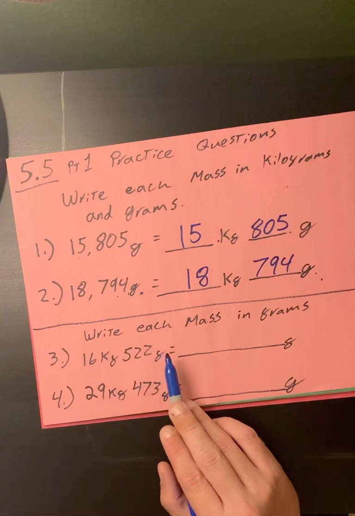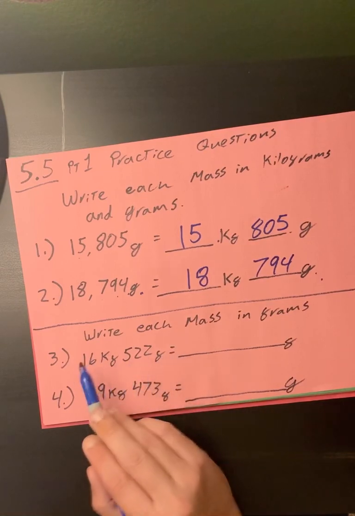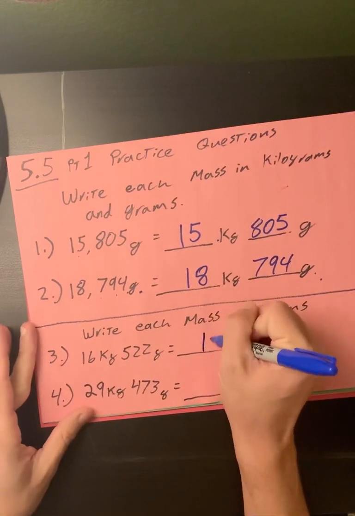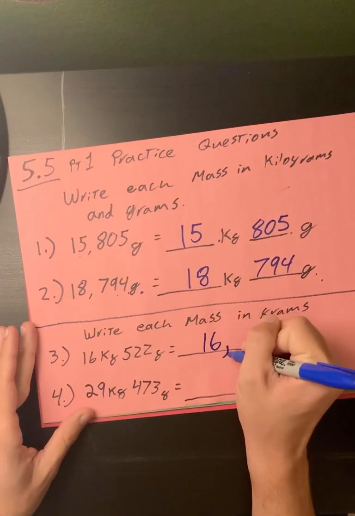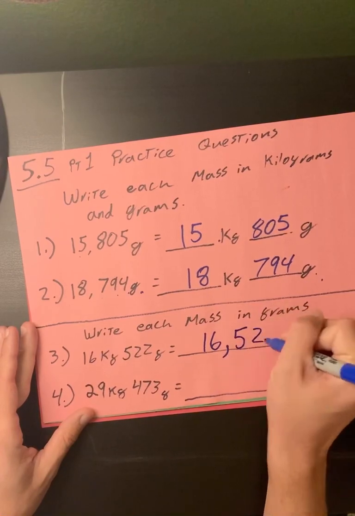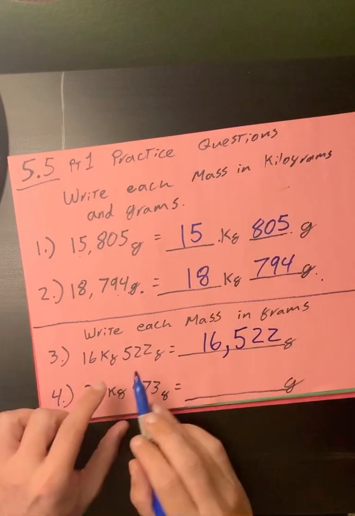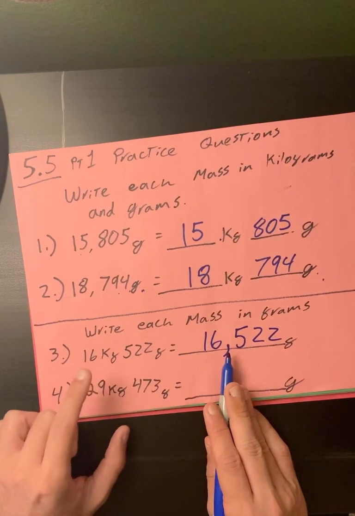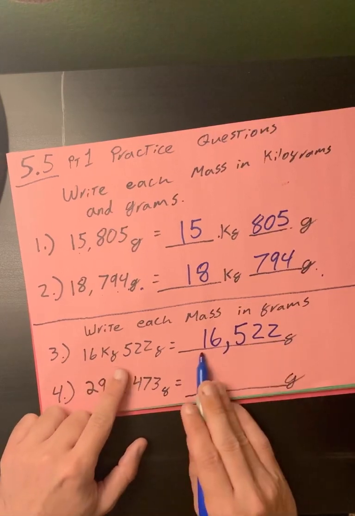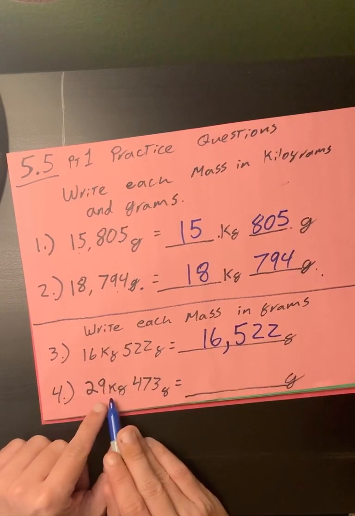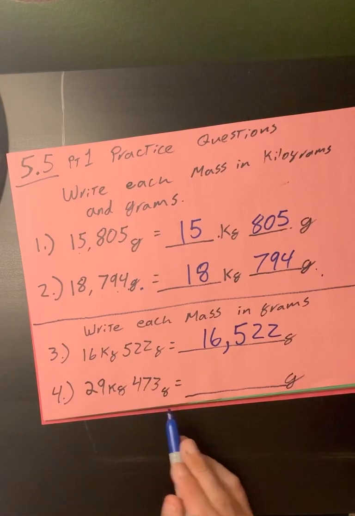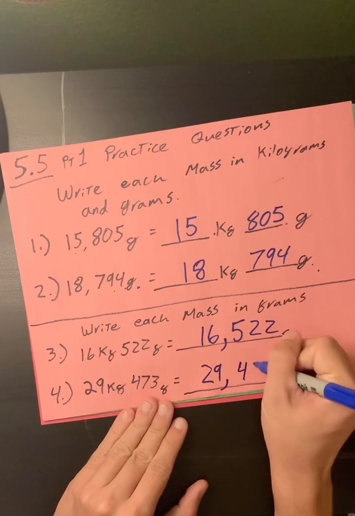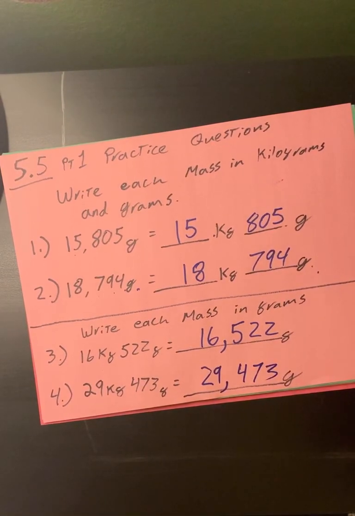Now, reversing that process, writing the mass in grams, if I have 16 kilograms and 522 grams, I'll have 16,522 grams. So just where my kilograms was, I can just turn that into a comma at my thousands place and turn it all into grams. 29 kilograms, 473 grams would be 29,473 grams. Okay?